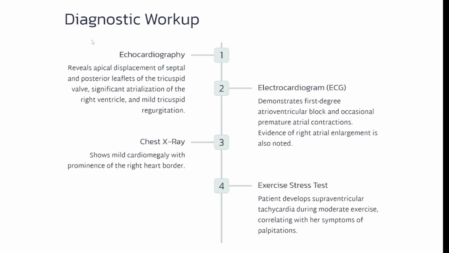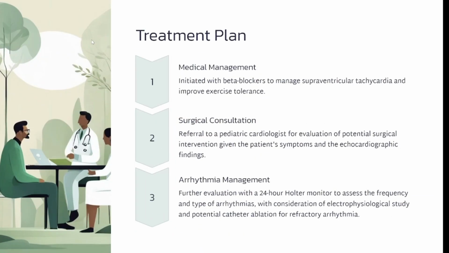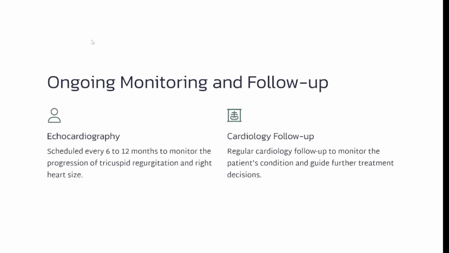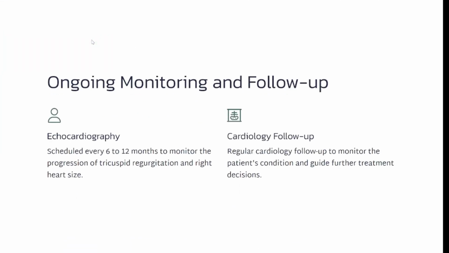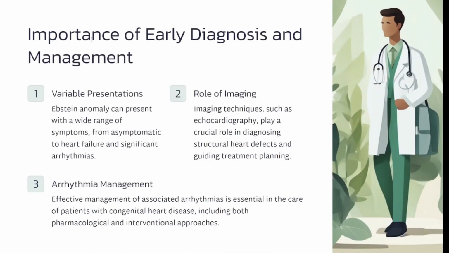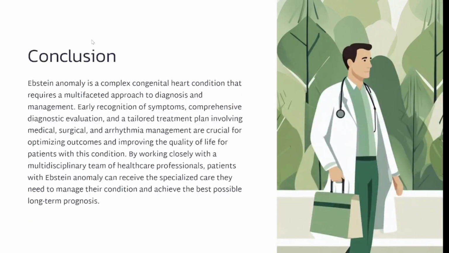Follow-up: regular cardiology follow-up to monitor the progression of tricuspid regurgitation and right heart size, with echocardiography scheduled every 6 to 12 months. Discussion points for teaching: importance of recognizing variable presentations of Ebstein anomaly from asymptomatic to heart failure and significant arrhythmias. The role of imaging in diagnosing structural heart defects and guiding treatment planning. Management strategies for associated arrhythmias in congenital heart disease, including pharmacological and interventional approaches.